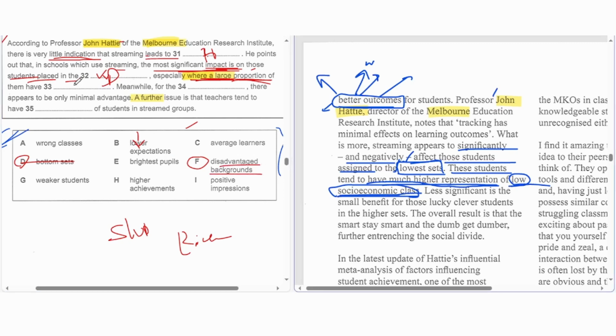So the answer will be F for 33. Okay, dokie. 34. Meanwhile, in the meantime, for the dash, there appears to be only minimal advantage.